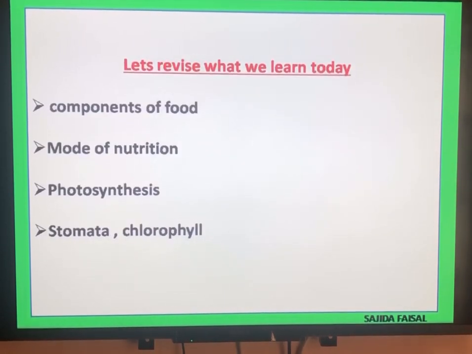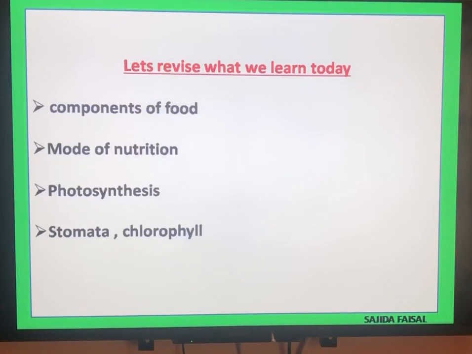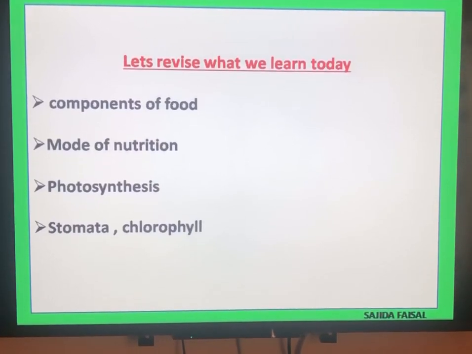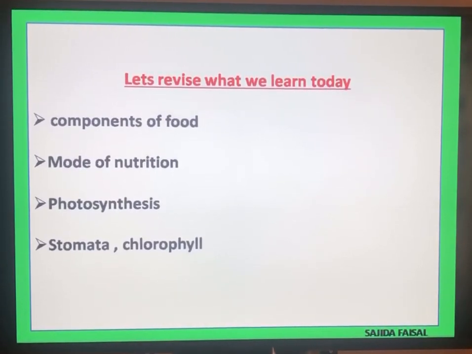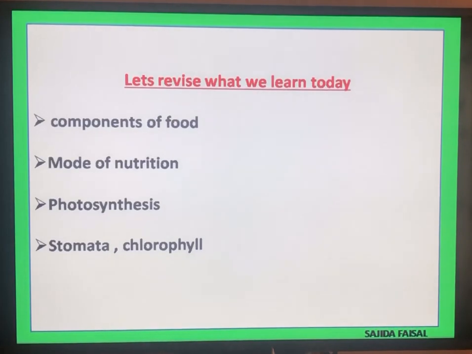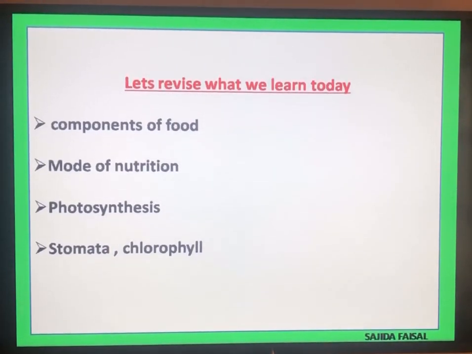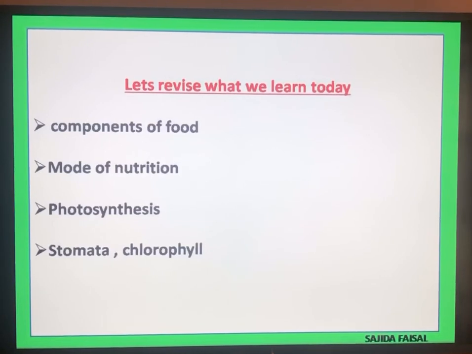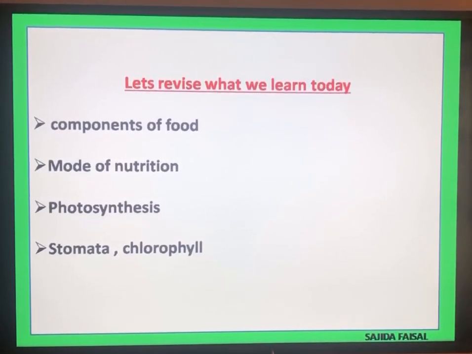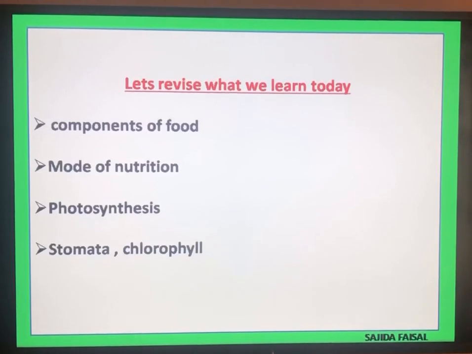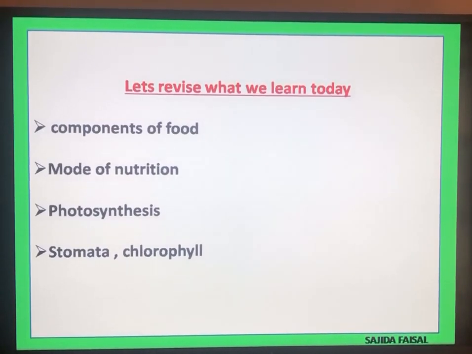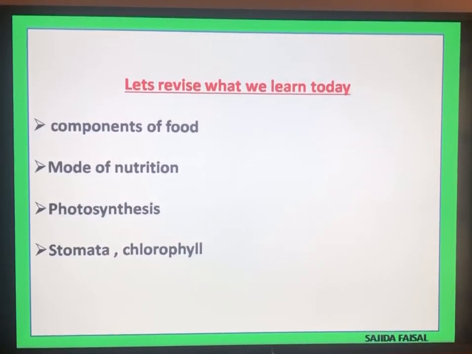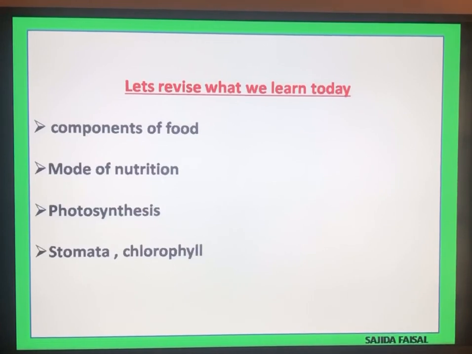Let us revise what we learned today. First one, component of food. What are the components of food? What are the different components of food and nutrients? Nutrition we learned. Then what are the modes of nutrition? There are two types: autotrophic nutrition and heterotrophic nutrition. What do you mean by autotrophic nutrition? The plants make food themselves. Heterotrophic nutrition means some plants and other organisms depend on another organism.